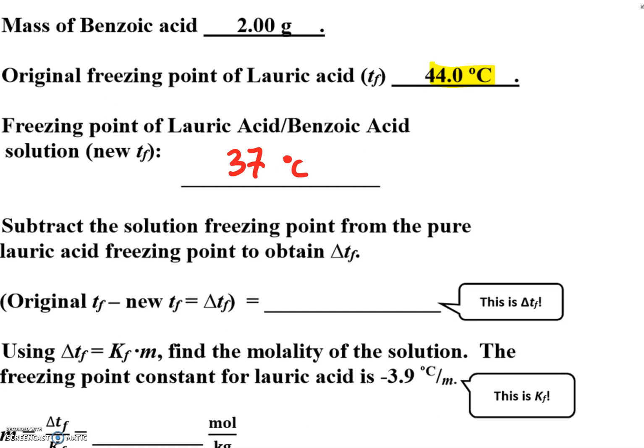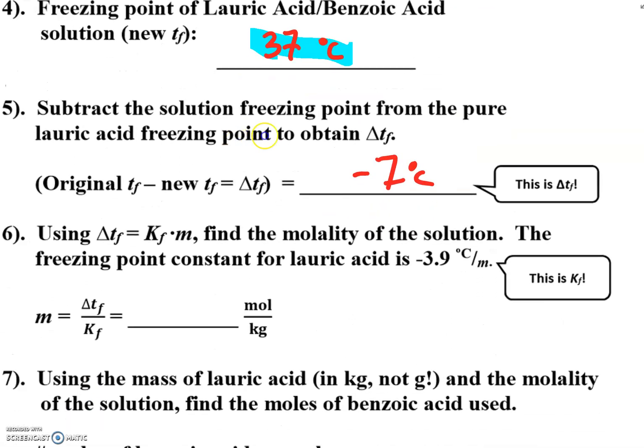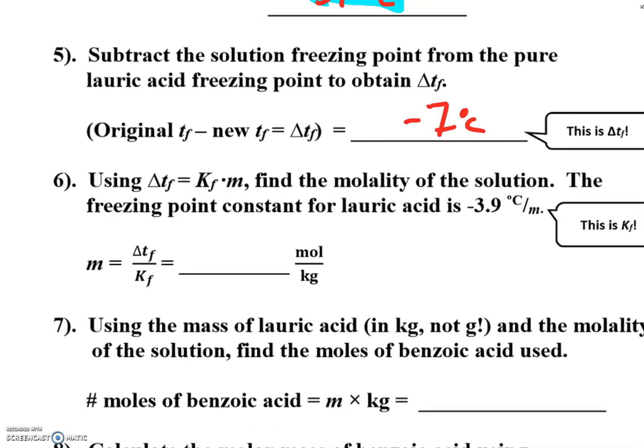We went from 44 degrees Celsius to 37 degrees Celsius. Ladies and gentlemen, that is a change of 7 degrees Celsius, but let's also remember that that's a negative because we have depressed the freezing point even further, okay? So we're going to plug that right into here.